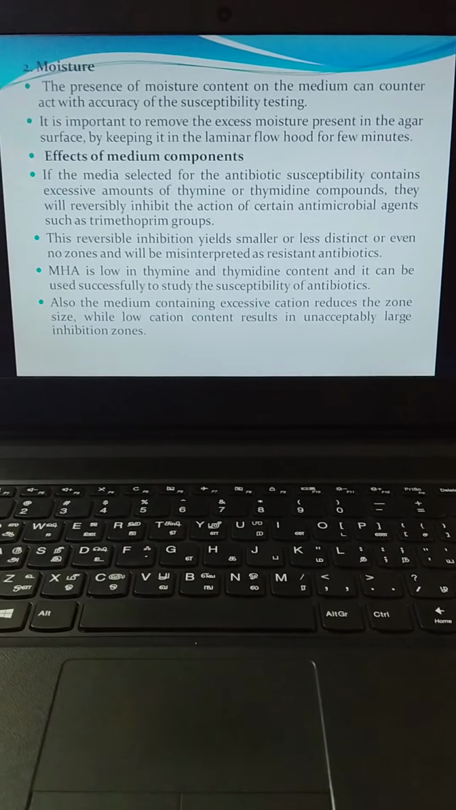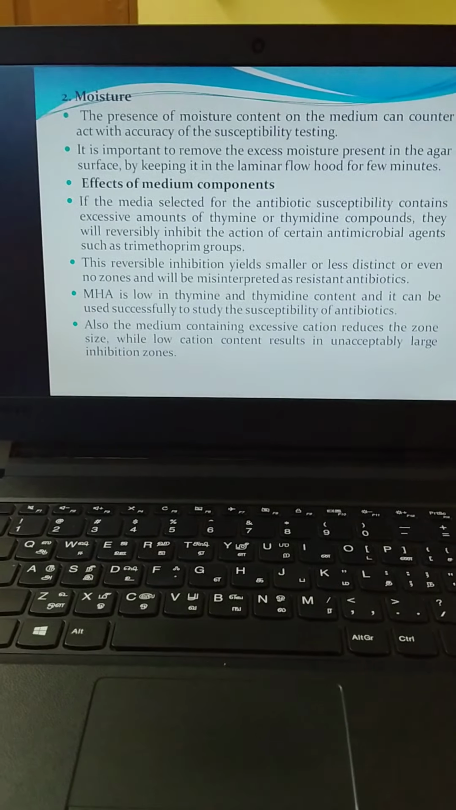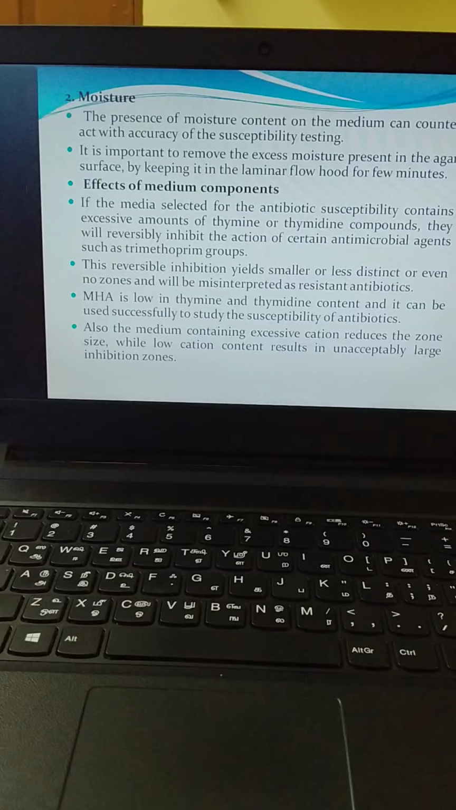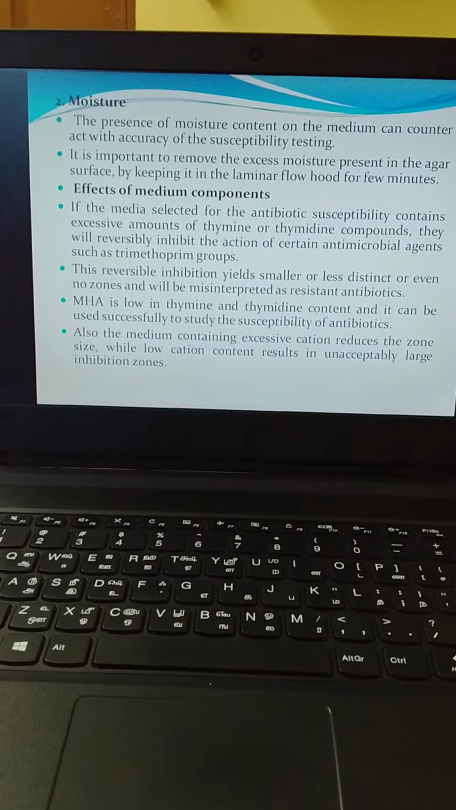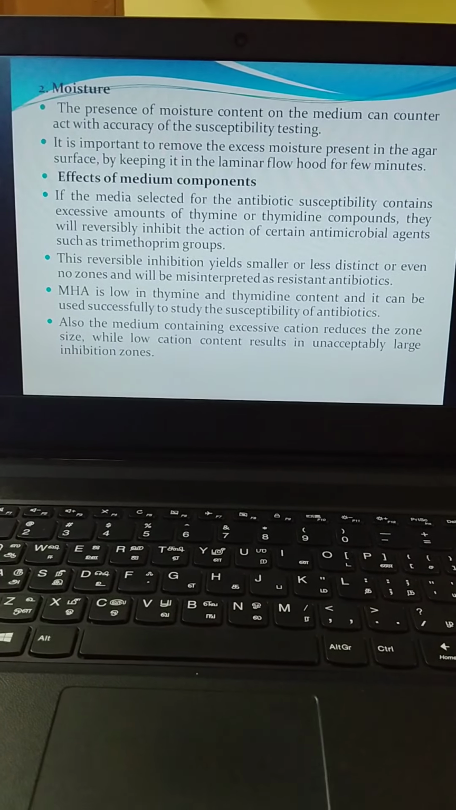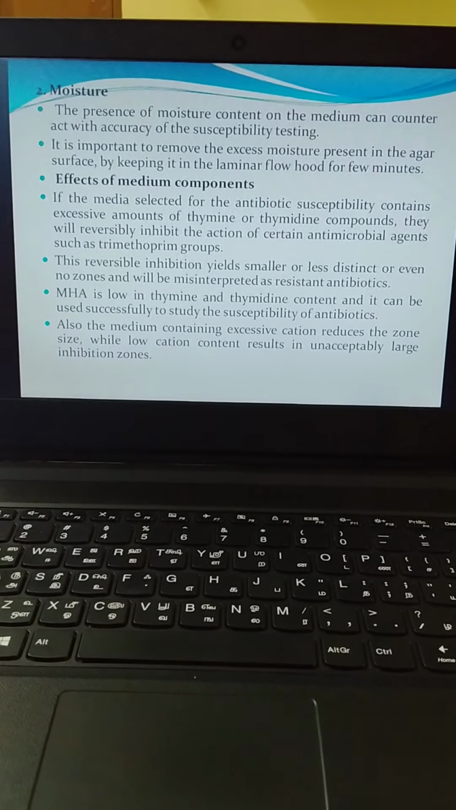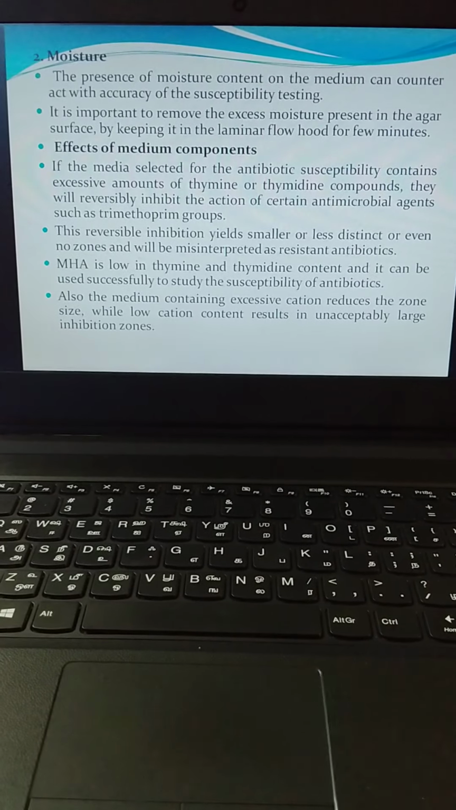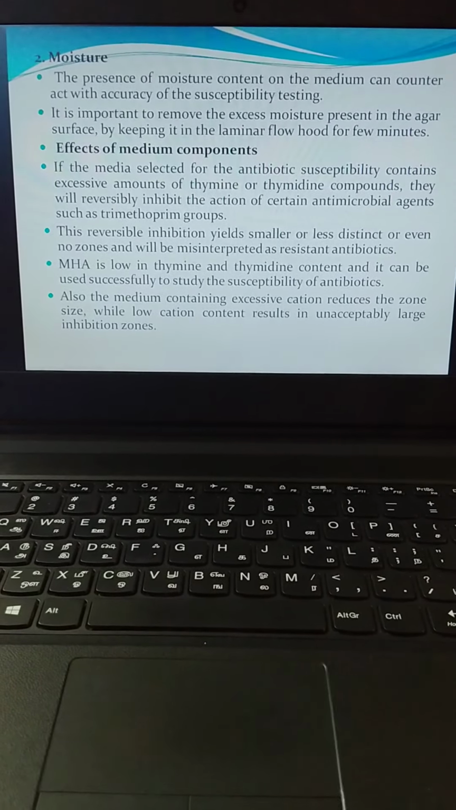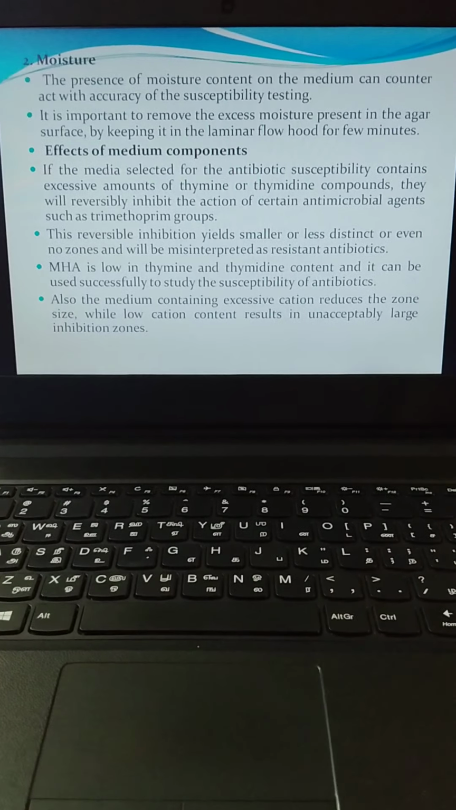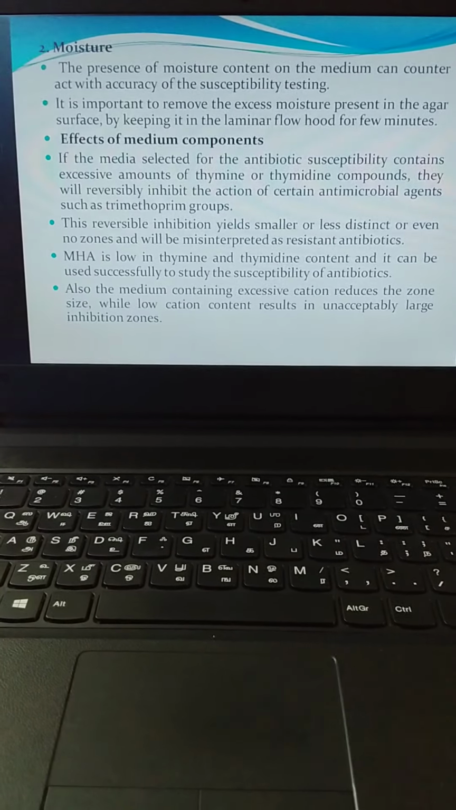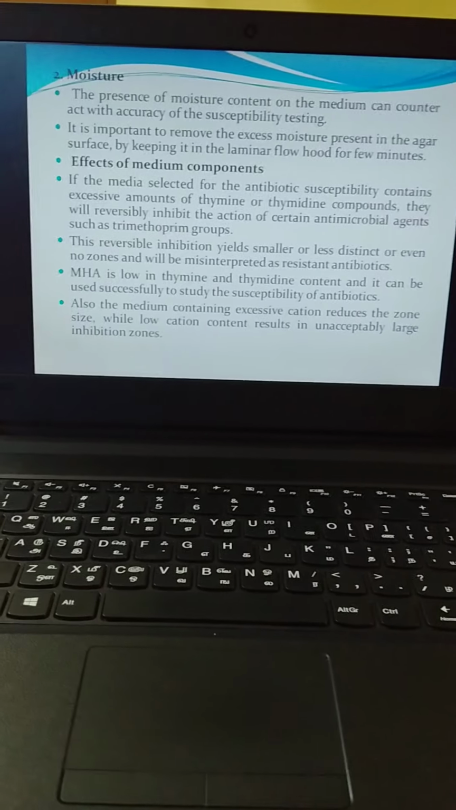The next factor to be considered is moisture. The presence of moisture in the medium can interfere with the accuracy of the susceptibility testing, and it is important to remove the excess moisture present on the agar surface by keeping it in a laminar flow hood for a few minutes.